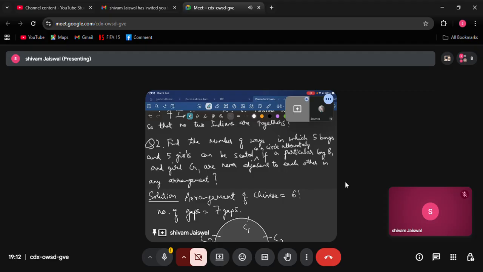Okay, so let us start. We need to find out the number of ways in which 5 boys and 5 girls can alternately sit in a circle if a particular boy and a particular girl are never adjacent to each other. Okay. Ratim, check your answer again. So what is the number of ways?